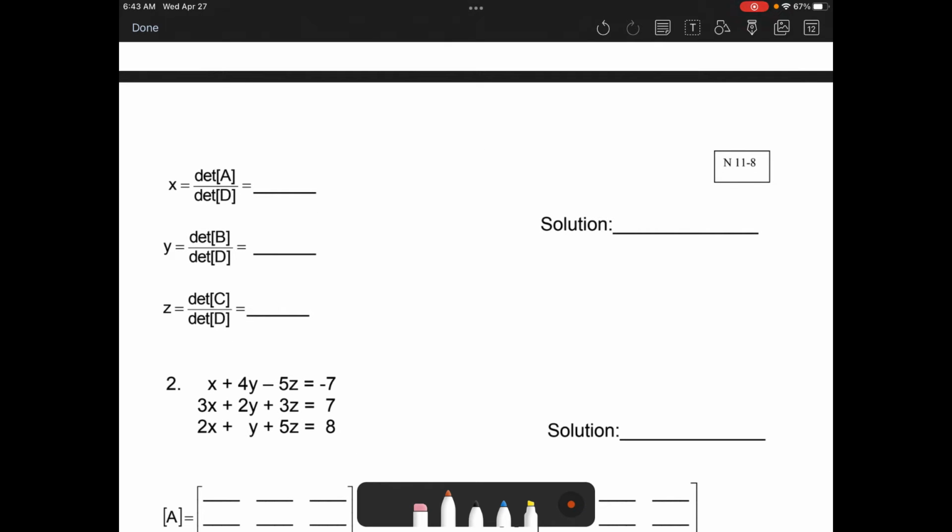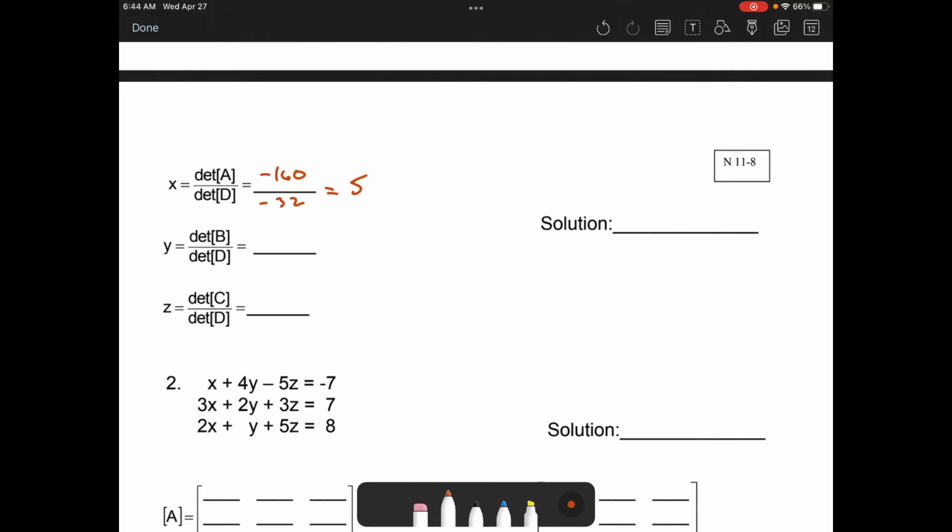All right, so how do we solve? To solve for x, we need to take the determinant of matrix A and divide that by the determinant of matrix D. If you calculate the determinant of matrix A using your calculator, you'll get -160. And if you calculate the determinant of matrix D, you get -32. If you divide those two numbers, you get 5. So our first solution is x equals 5.